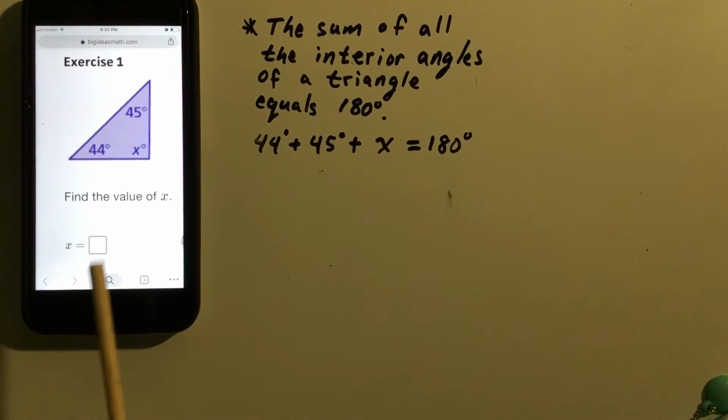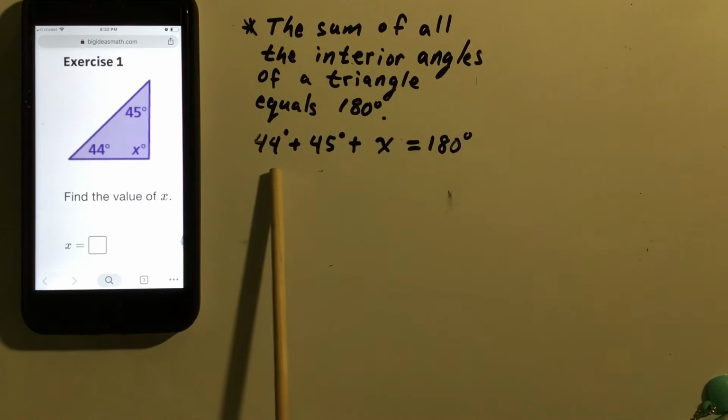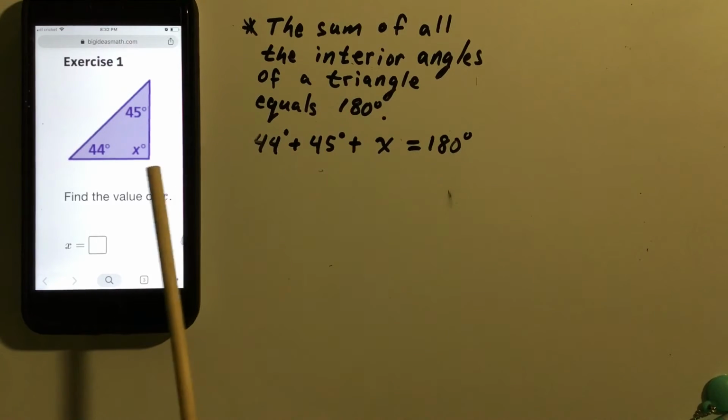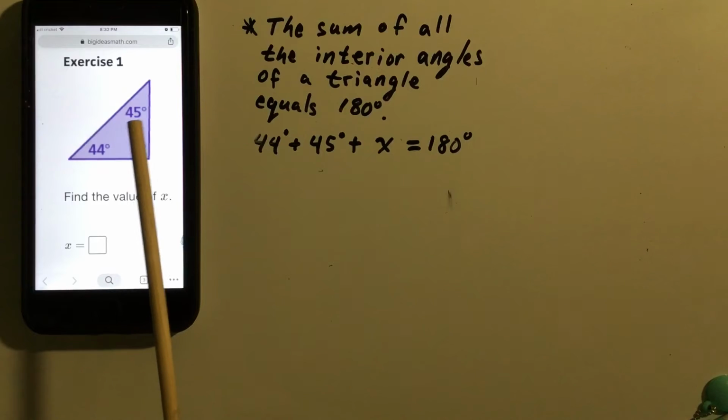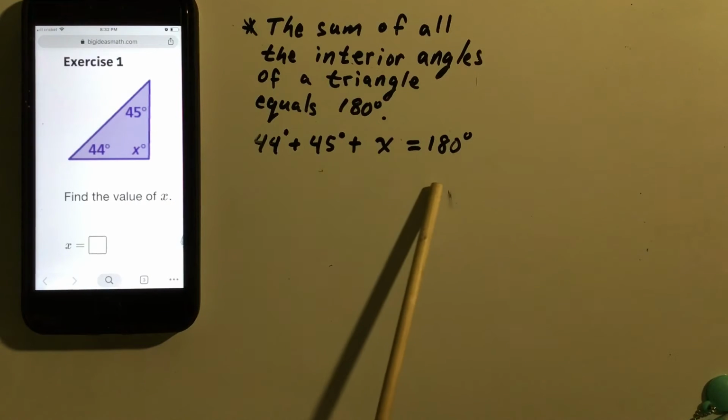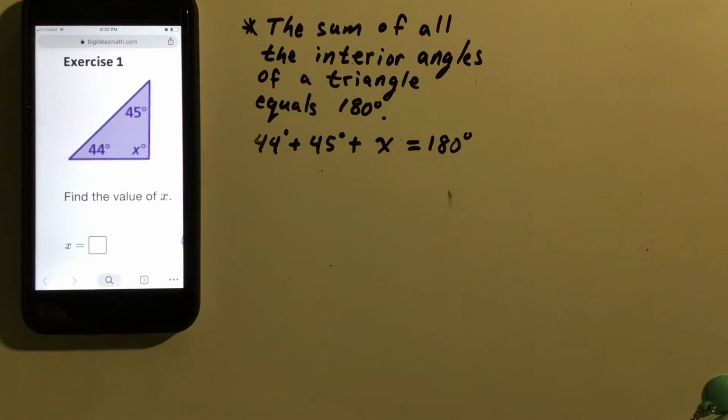So in order to solve for the missing angle in this problem, what we're going to do is set up our addition of all three angles. 44 plus 45 plus something that we're calling x will equal 180 degrees.